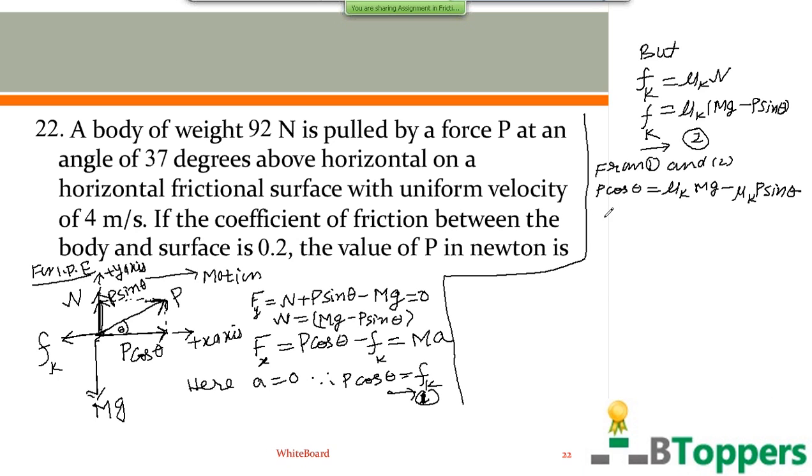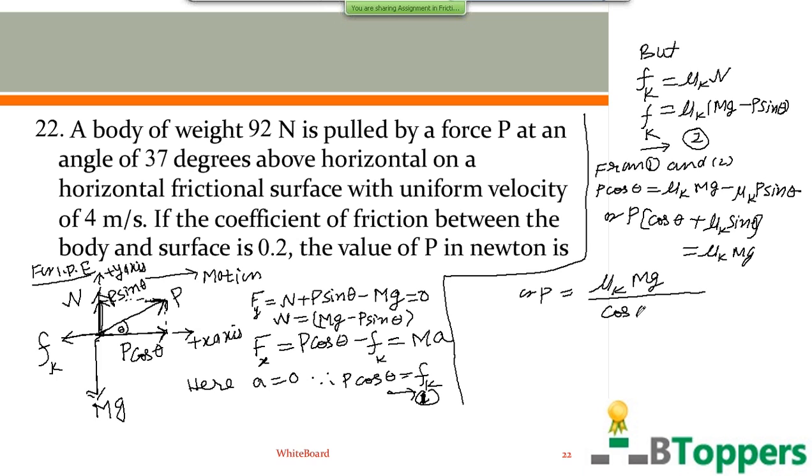So you can solve for P. Collect the terms containing P on the left hand side. So you get P into cos theta plus mu k into sin theta equal to mu k into mg. So you get P equal to mu k into mg by cos theta plus mu k into sin theta. Now you can substitute all the given values as explained in the previous method and arrive at the same answer.